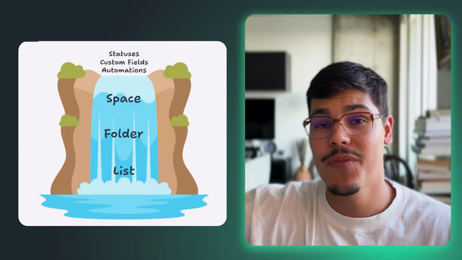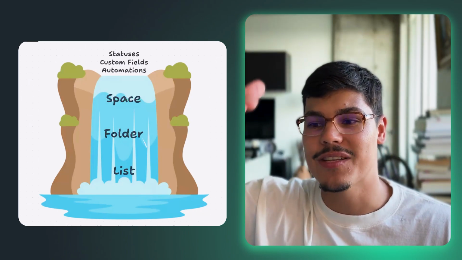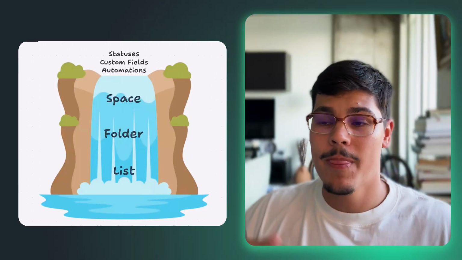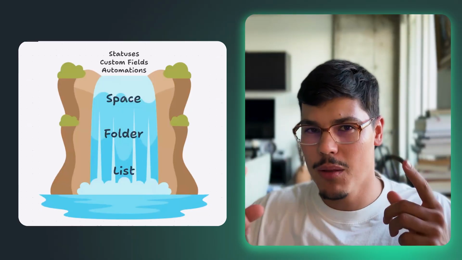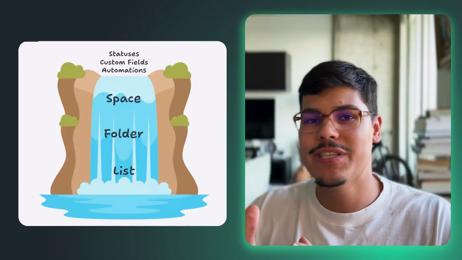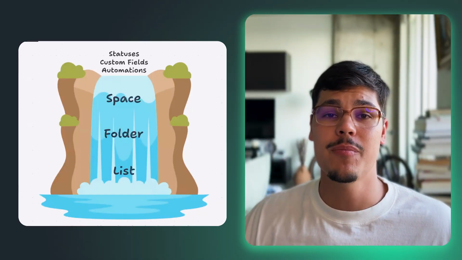So if I set up something on the folder level, the space is not going to be affected, but the list underneath that folder is going to be affected. So again, keeping this analogy in mind just helps me structure ClickUp correctly and see some potential issues in the structures that I'm building and presenting to other people and other teams.